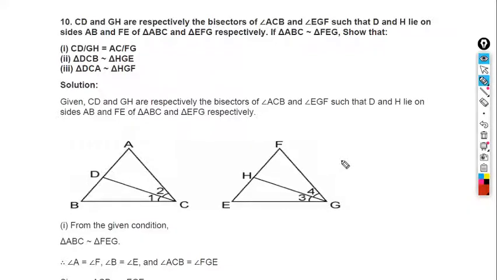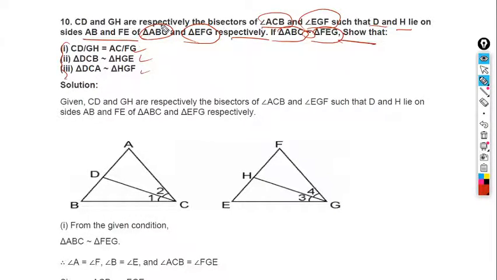Now we are going to discuss question number 10. CD and GH are respectively the bisectors of angle ACB and angle EGF such that D and H lie on side AB and FE of triangle ABC and triangle EFG respectively. If triangle ABC and triangle FEG are similar, then there are three parts.